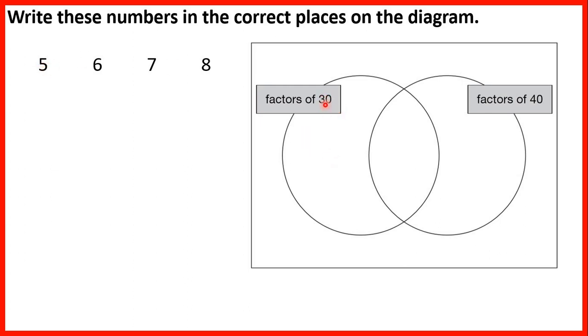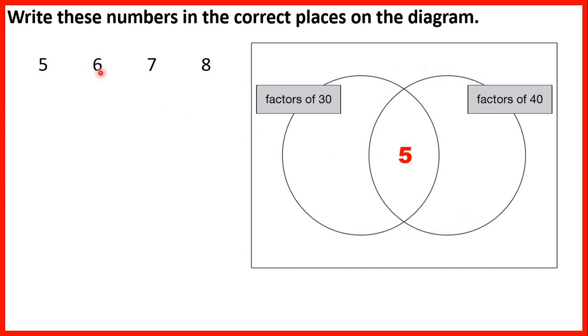5 is a factor of 30 because 30 is in the 5 times table, or because you can divide 30 by 5 and you don't get a remainder. And 5 is also a factor of 40 because 40 is in the 5 times table. So 5 needs to be written in this middle section here where the circles overlap, because that shows that it's both a factor of 30 and a factor of 40.